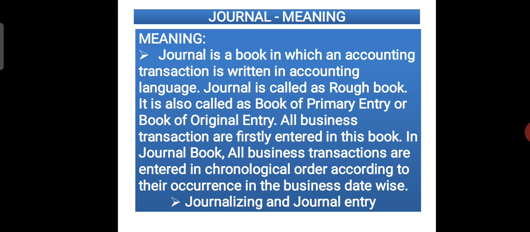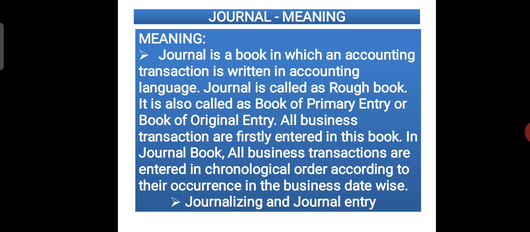In this book we write all types of business transactions in an order, or we can say in a chronological order, in a sequence as the transactions take place in the business organization. We can say day wise the business transactions are recorded in the journal.